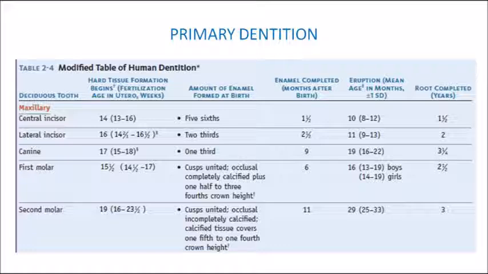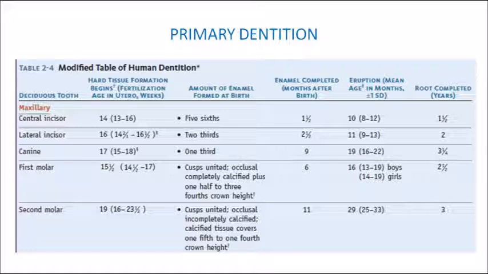Now, the amount of enamel formed at birth. The first thing to notice is that none of the primary teeth in the upper arch has completed enamel formation at the time of birth. Only 5/6 is formed for the maxillary central incisors, whereas 2/3 of the enamel is formed for the maxillary lateral incisor, only 1/3 for the canine, and for the first molar only the cusps are united.